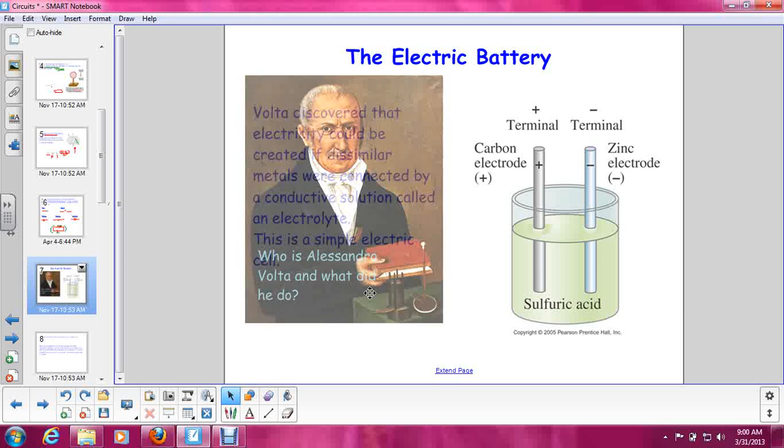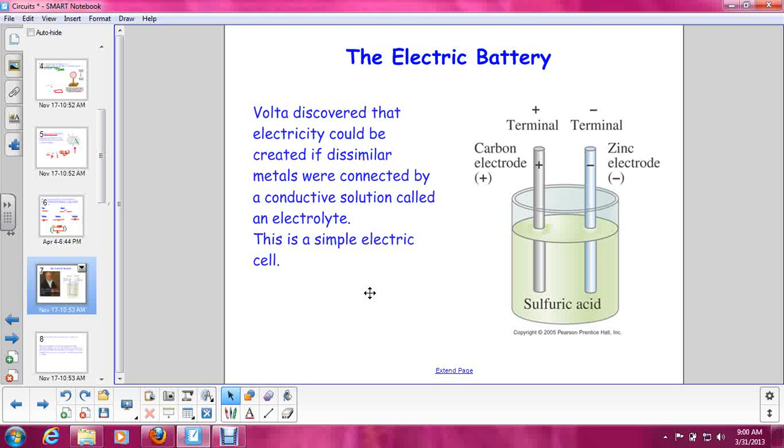Alessandro Volta was a guy that discovered that electricity could be created if you had dissimilar metals connected by a conductive solution. This solution in modern day batteries is usually sulfuric acid, which is why it's really bad to break apart batteries. It's also important to recycle batteries and not just throw them into the trash, based on the kinds of metals they're made of and the acid within them.